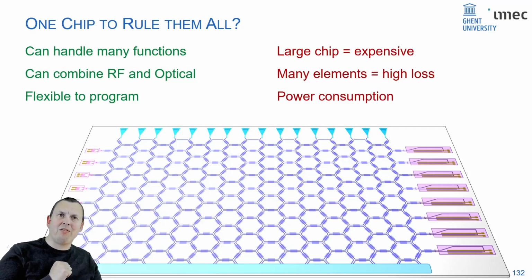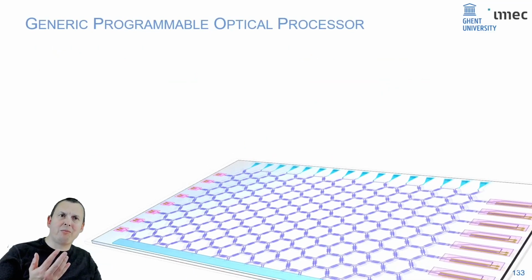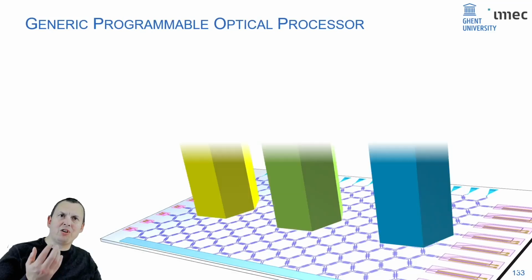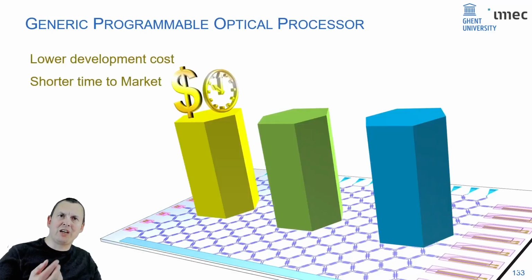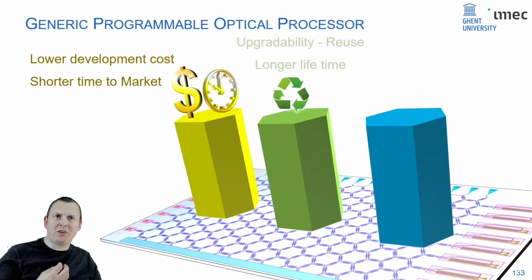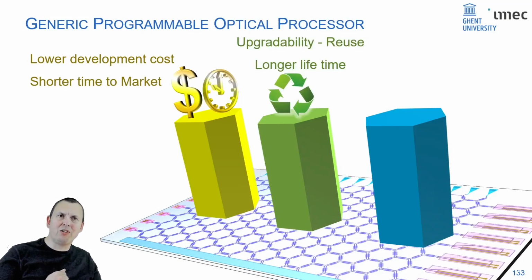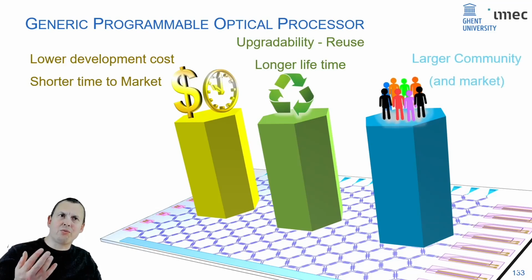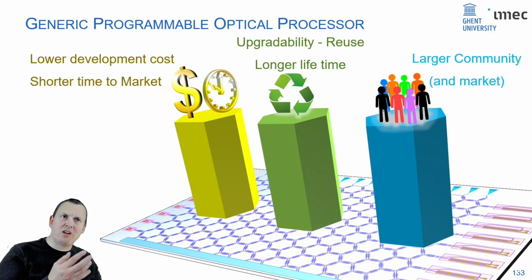But it has a lot of benefits. First of all, if you take an off-the-shelf chip, your development time for a new application becomes much, much lower because your time to market is shorter. You can also upgrade your chip, so you can update the firmware and give it a longer lifetime with more functionality. And also because it's in software, there's a lot more people that can actually make use of this. And potentially you can address a much larger market.